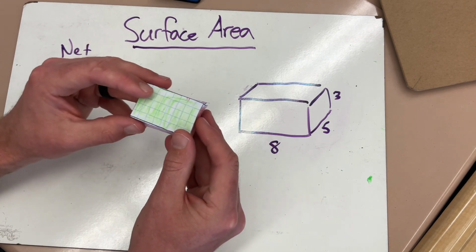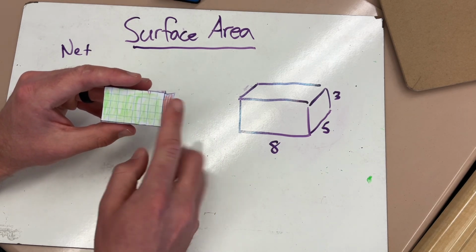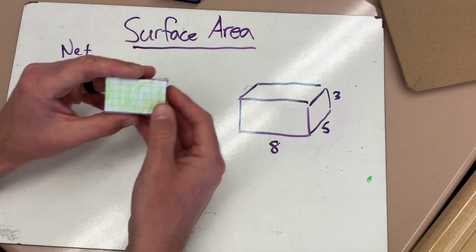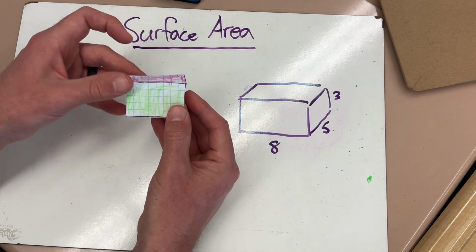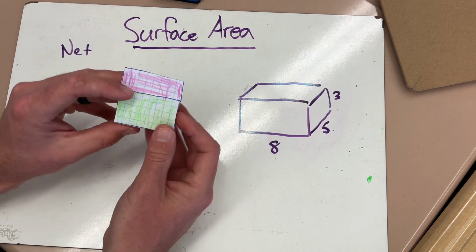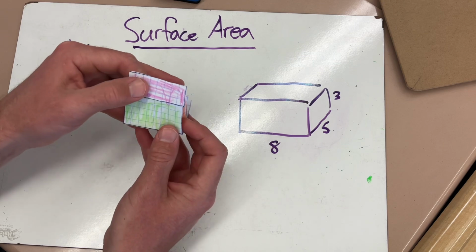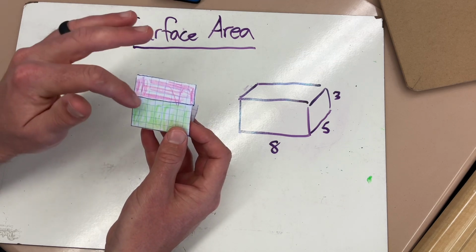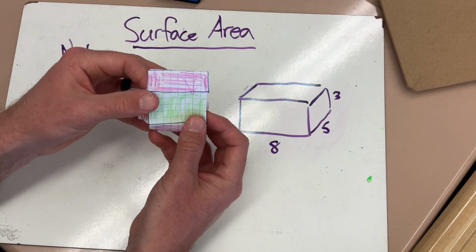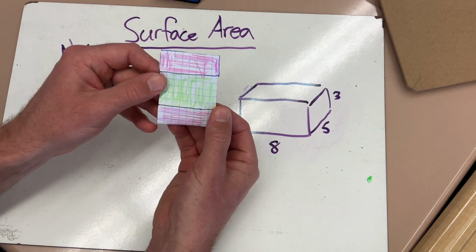Now, when it comes to making the net, it really helps to pick a side and then try to open it up from there. So I'm going to use that green side, and I want to open up the part that's next to it, which is this side. Next to my 8 by 5 green side, I have the top part, which is an 8 by 3, but I also have the bottom part, which is another 8 by 3.